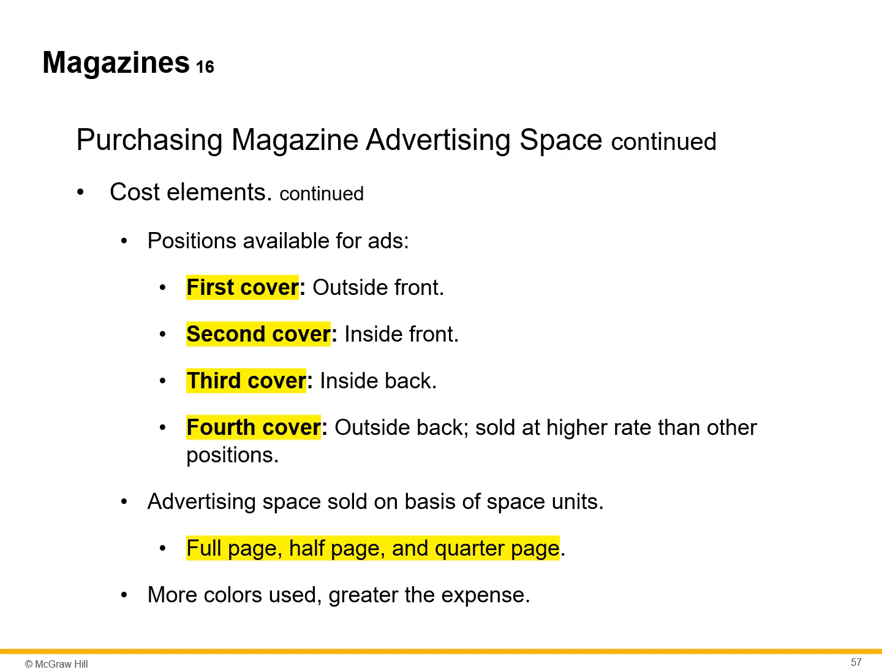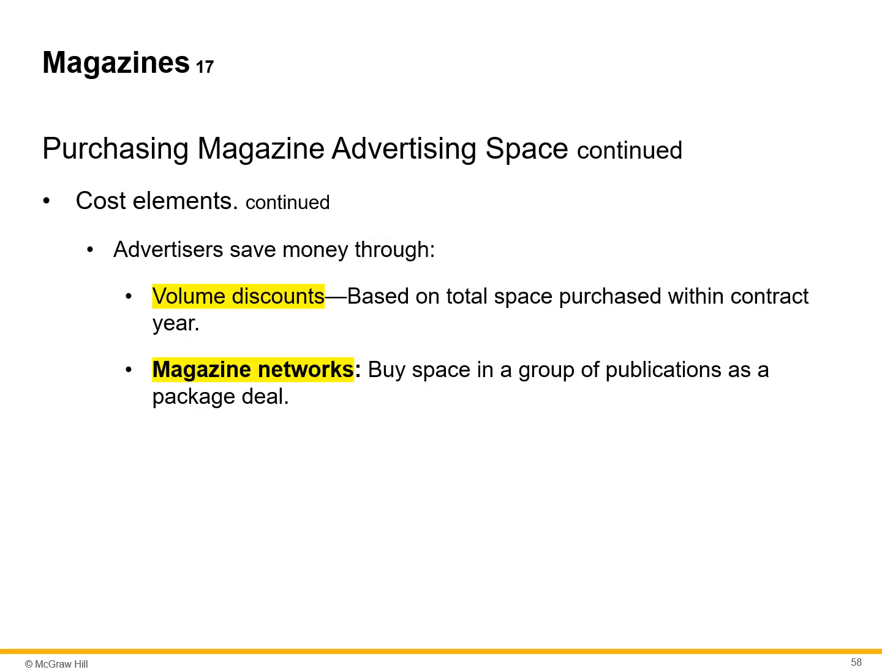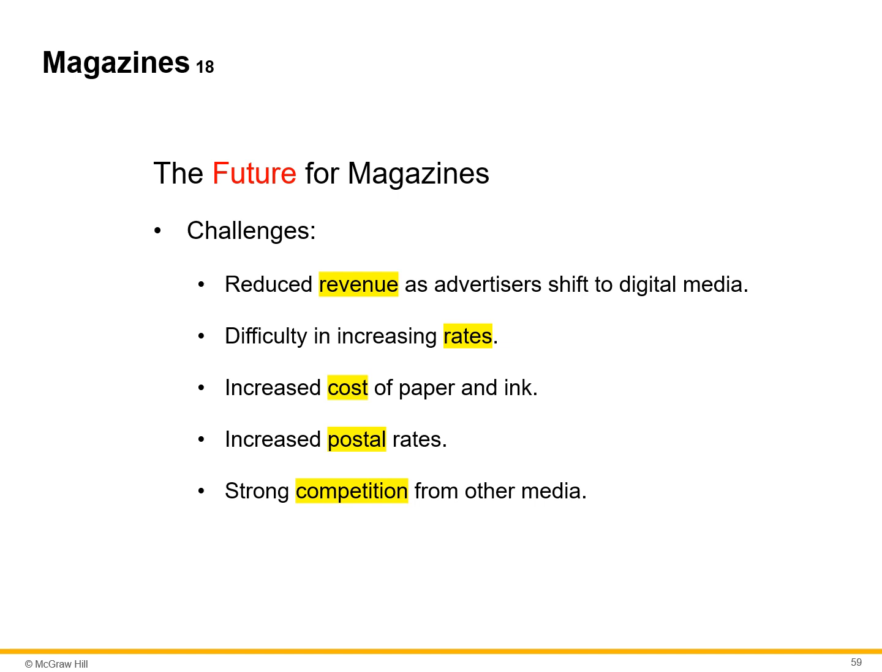Advertising space is sold on the basis of space units. It can be a full page, half page, quarter page, etc. You can also get a volume discount. There are magazine networks that sell space in a group of publications as a package deal. You can contact them. Now, the future of magazines: there are many challenges.